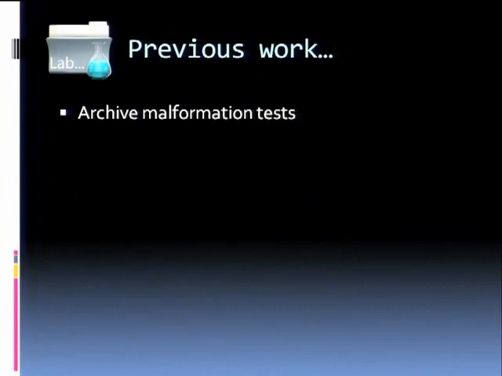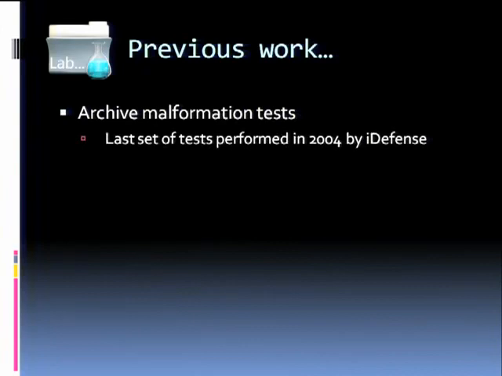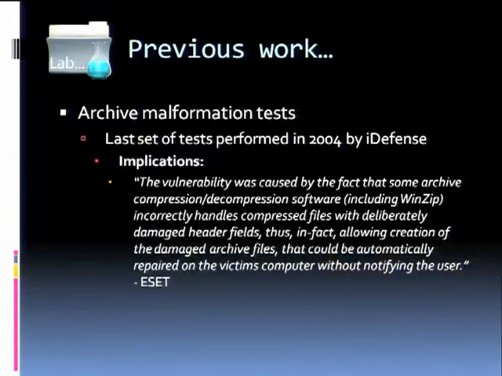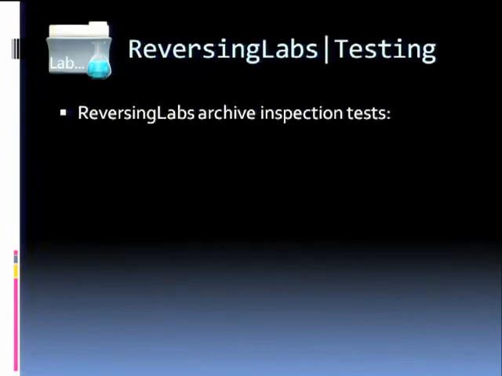Now, there were some previous works in this area. There were some archive malformation tests that were published in 2004 by iDefense, and their implications are quite nicely put by ESET. I'm going to read this. It says, the vulnerability was caused by the fact that some archive decompression software, including WinZip, incorrectly handled compressed files with deliberately damaged file headers, thus in fact allowing creation of damaged archive files that would automatically be repaired on the victim's computer without notifying the user. And that's what this is really about. And this is what we focused our testing on.